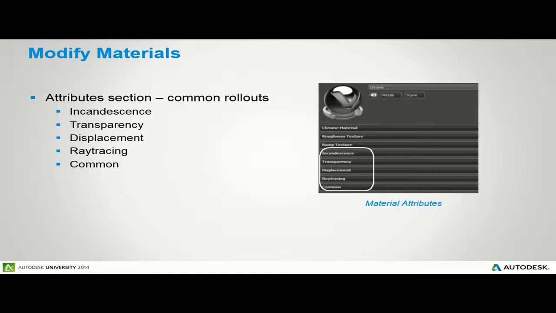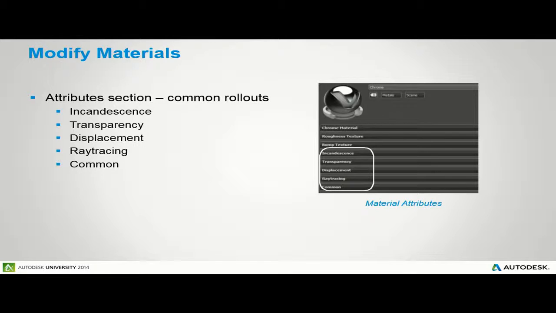In incandescence, it is self-illumination. You can set different intensities of the self-illumination. Transparency is how opaque or how transparent. Displacement is for 2D maps to give them a height. Ray tracing options are specific to the ray tracing rendering mode or ray tracing materials. And common has the occlusion settings, how dark you want the ambient occlusion and things like that.